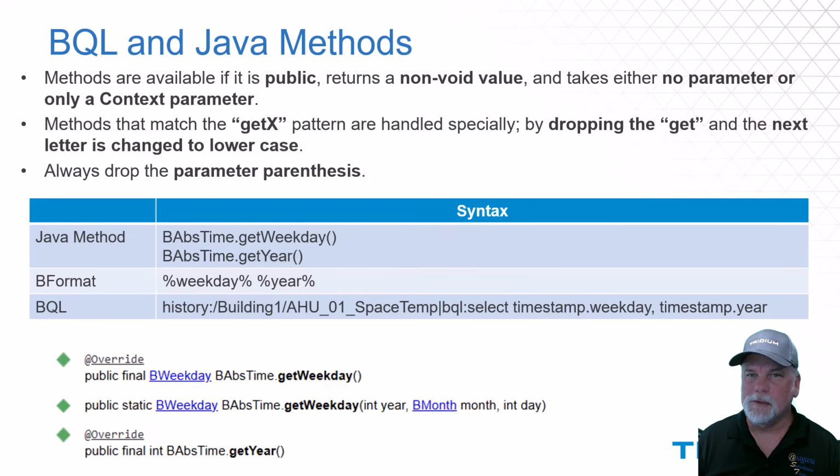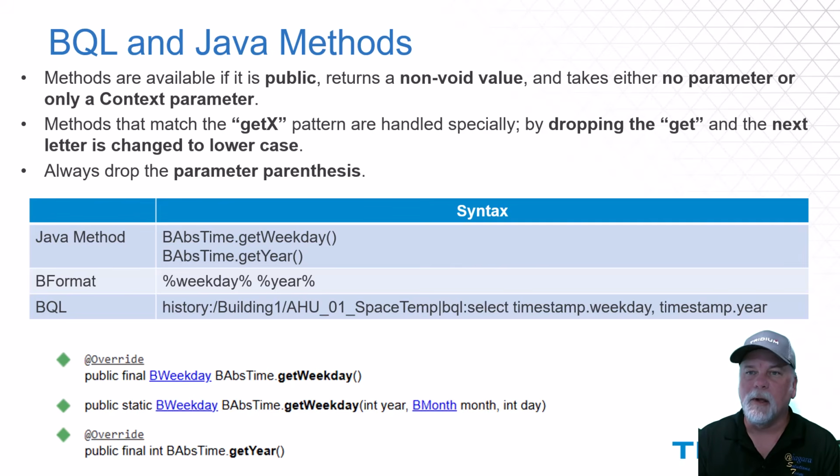All right, so jumping back in. With BQL, we can utilize any Java methods from a class, provided that the method's public, it returns a non-void value, meaning it has to give us an answer, and it doesn't take any parameters or arguments other than context. And what context is, is the session information.